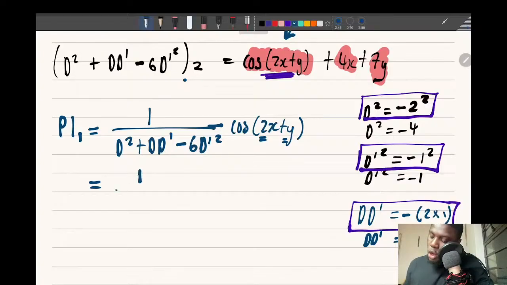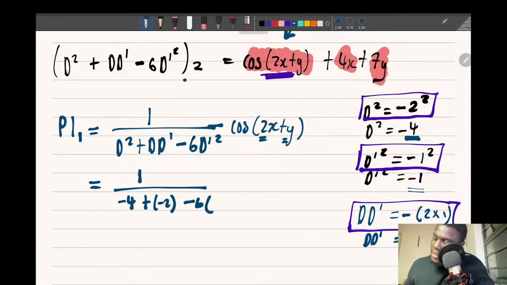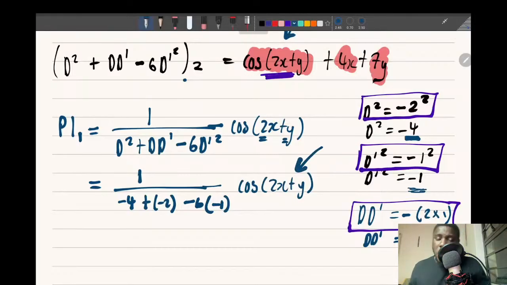Let's keep going. This becomes 1 all over. What is my d squared? D squared, we got it here to be negative 4. So it'll be negative 4. Then we say plus d by d prime, we got it here to be negative 2. So plus negative 2. Minus 6 by d prime all squared, we got it here to be negative 1, by negative 1. And here it will still be cos of 2x plus y. Don't change the function. You only change if it's a polynomial when you're integrating. Come on, people.